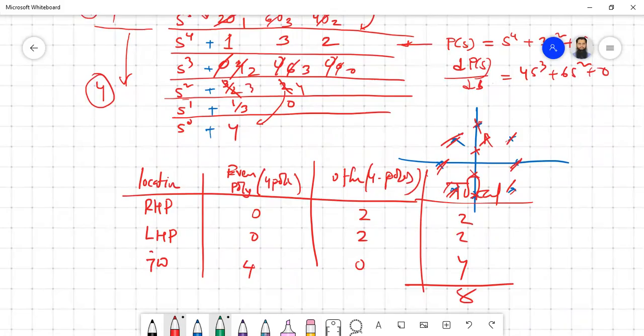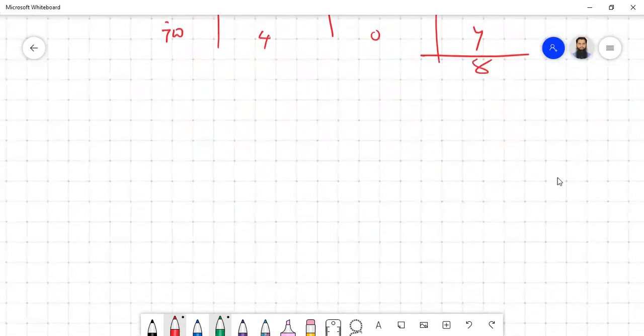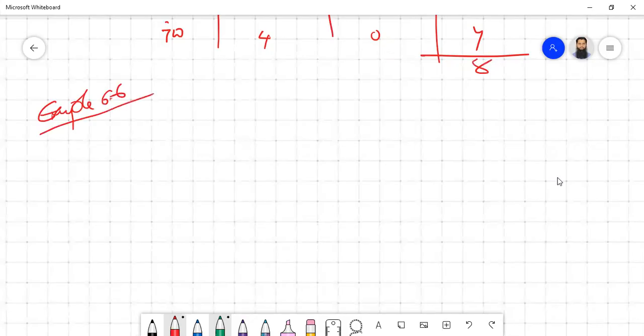So in the book, there is some additional examples. Let us start those. So example 6. This method is very straightforward and simple. There is nothing complicated here. So now example 6.6, we are using a closed loop system.